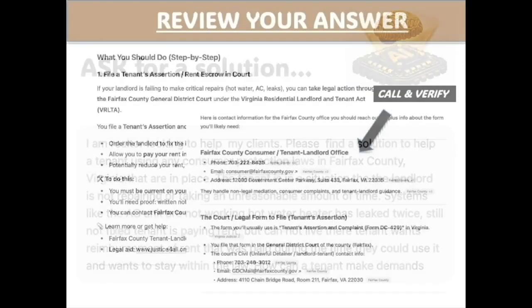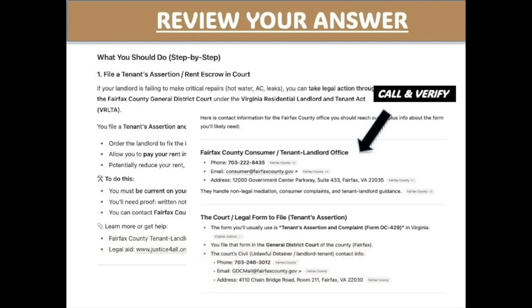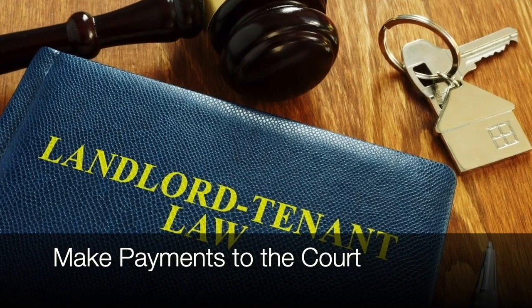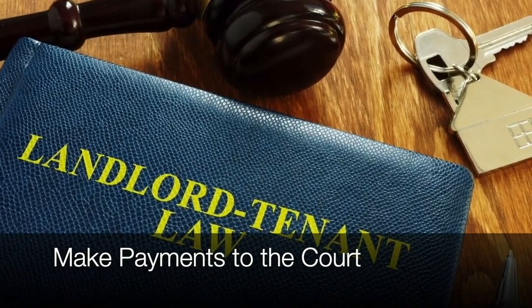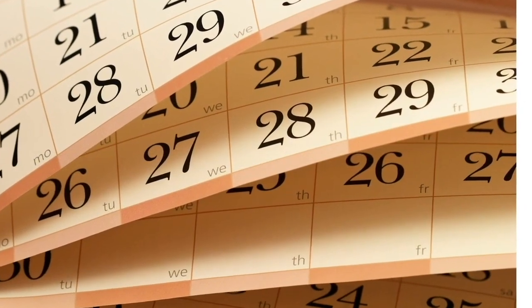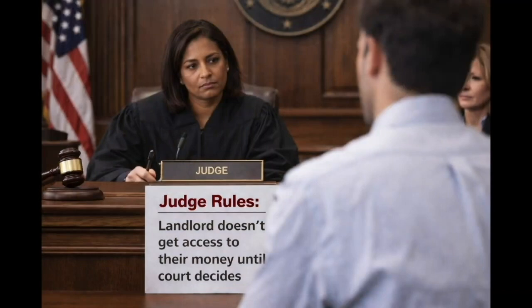It gives me that the tenant should file a tenant's assertion, rent escrow, in court, which I'll sum up. The tenant can go to Fairfax County, make a complaint, and file an escrow requirement. As long as they haven't missed any payments, they can file this report. They can then make their monthly payments to the county and not be in any trouble with the landlord. And the landlord doesn't get their money until they either fix it or they get a court date.